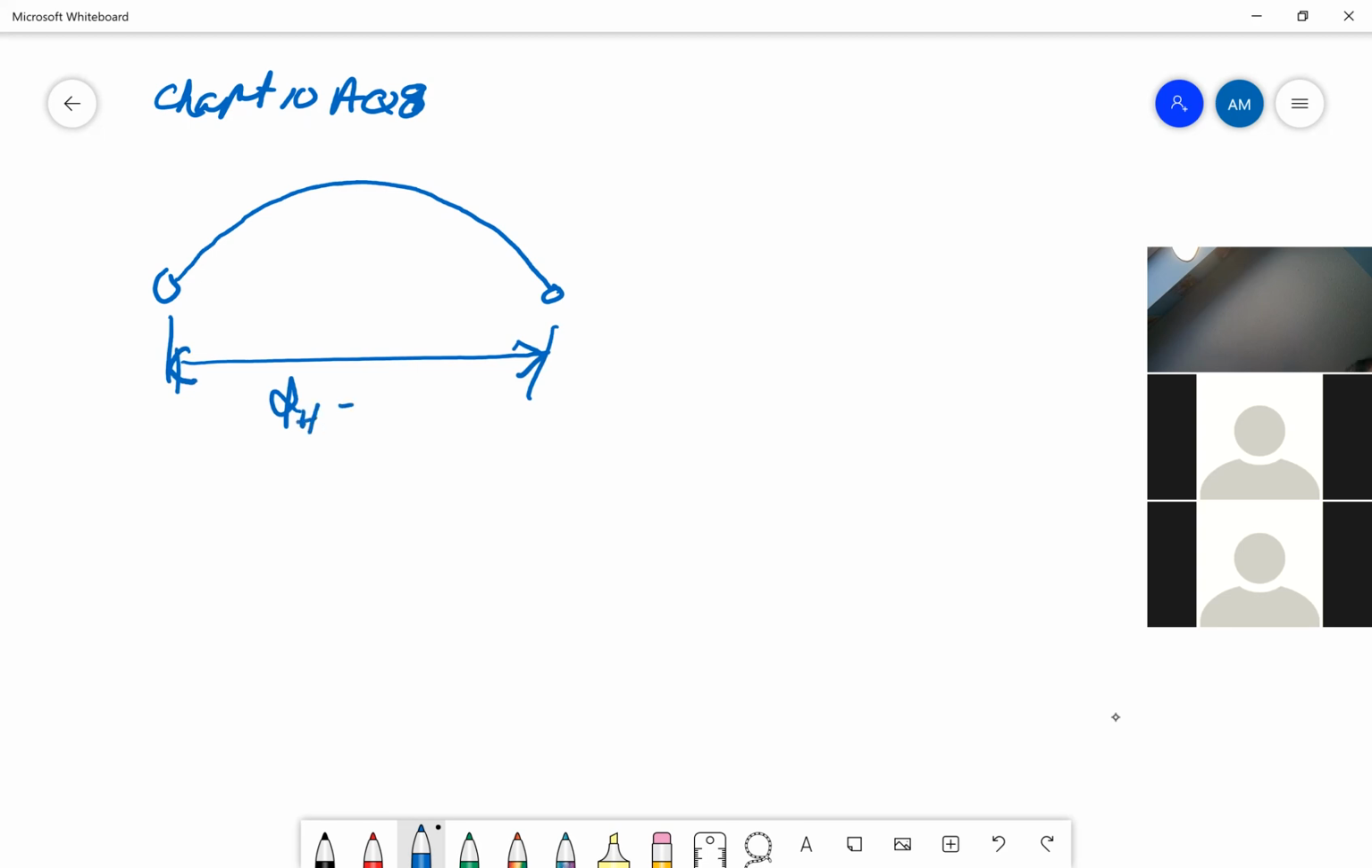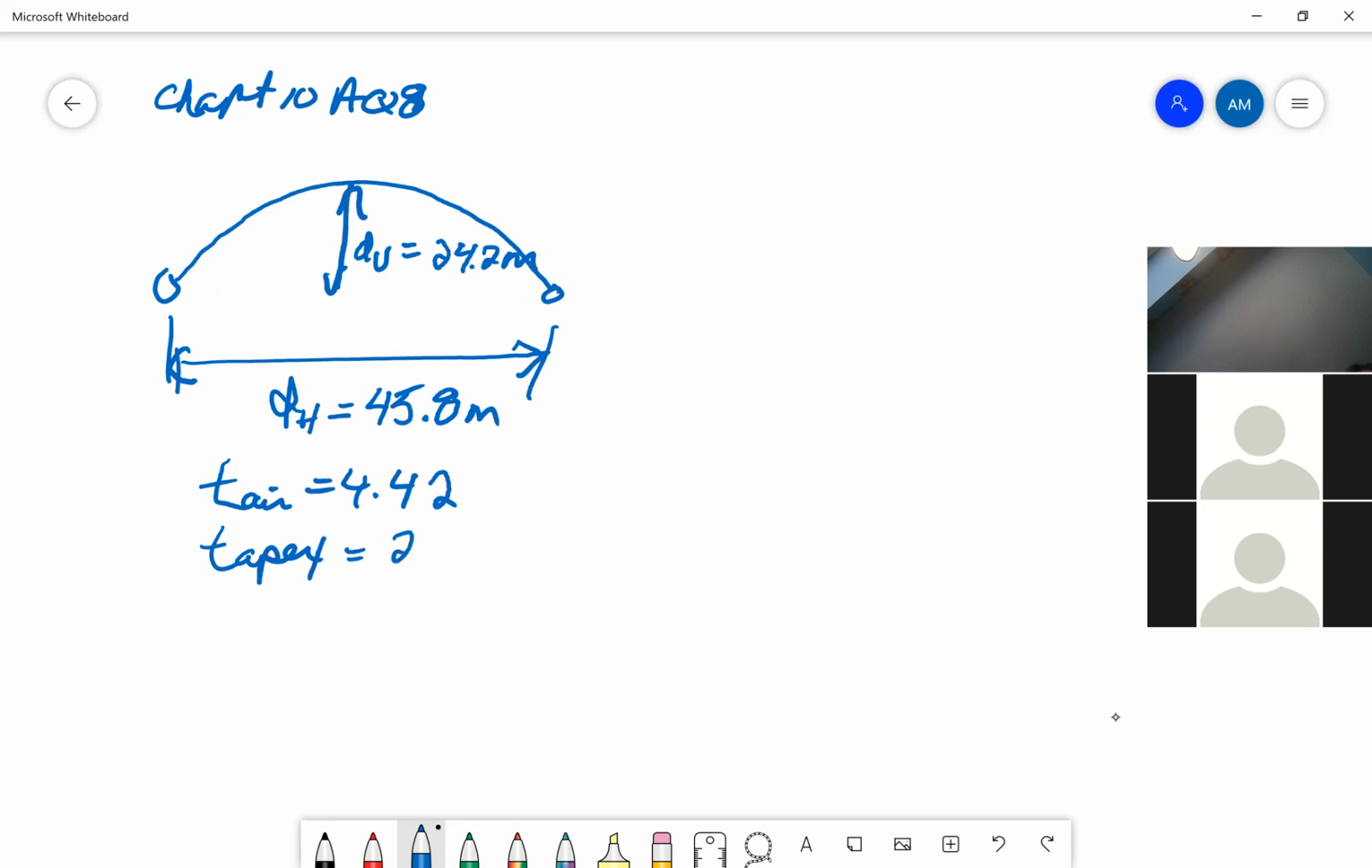We know that the horizontal distance equals 45.8 meters, and the vertical equals 24.2 meters. And the time in the air is 4.4 seconds. And the time to the apex is then going to equal 2.2 seconds.